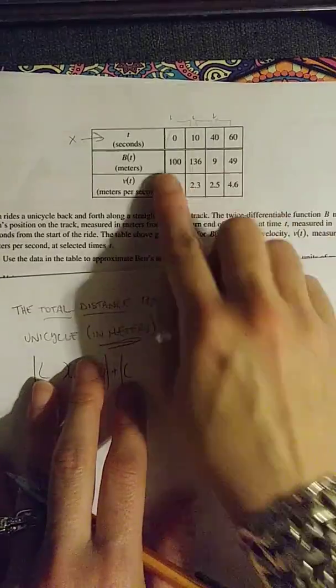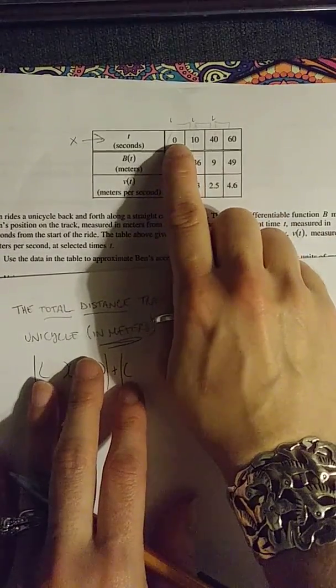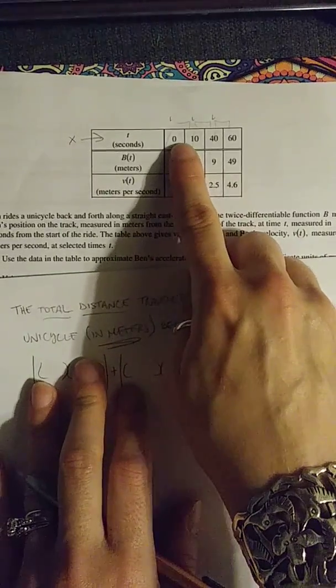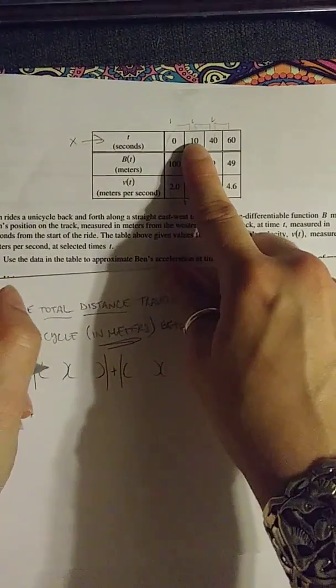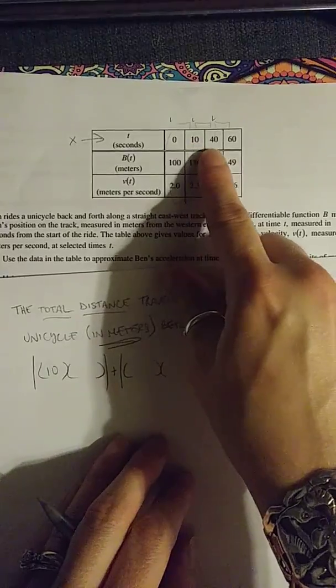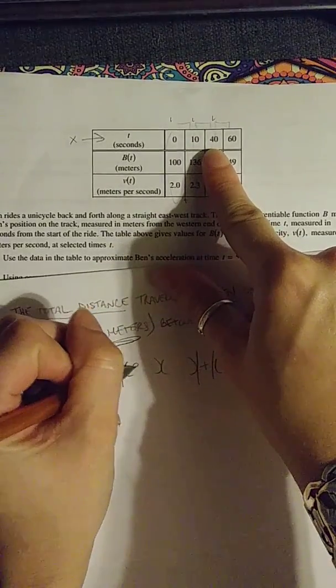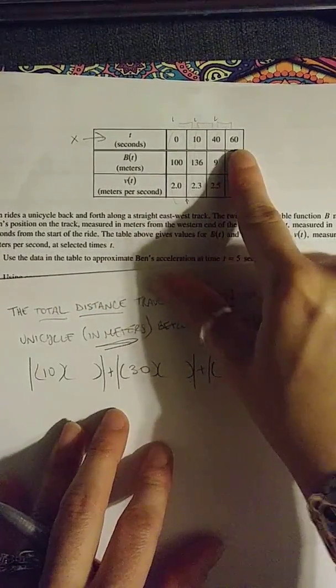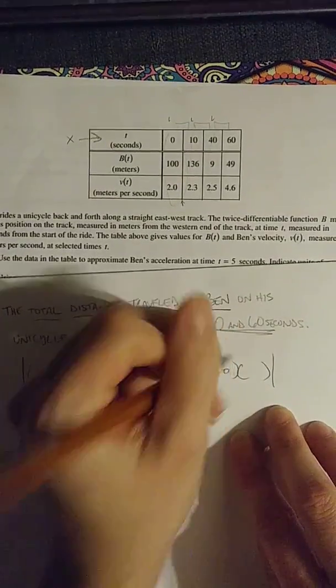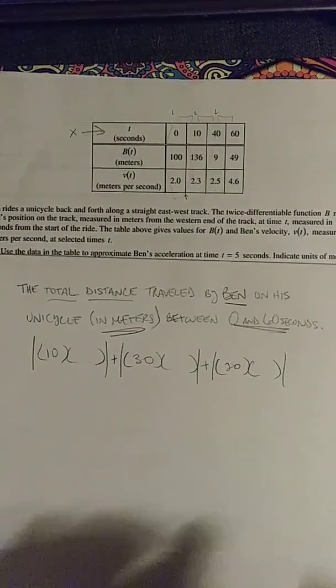So we said that the time is always my x value. So remember, it's not just picking the left side. You do that with the height, not with the base. The base you actually have to calculate. So from 0 to 10, my first base is 10. From 10 to 40, my second base is 30. And from 40 to 60, my third base is 20. So I have all my bases.